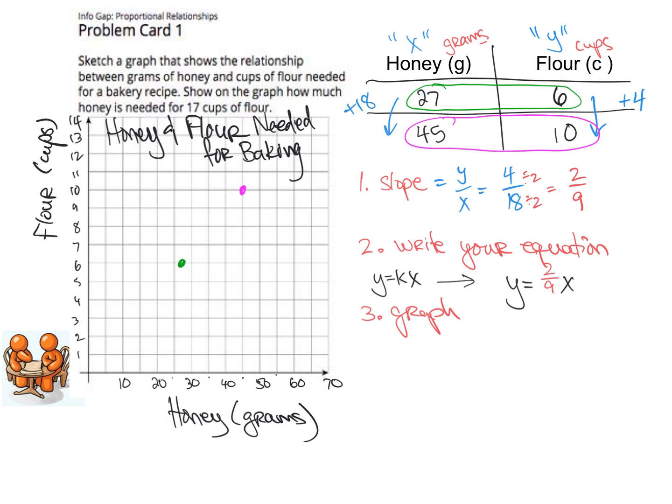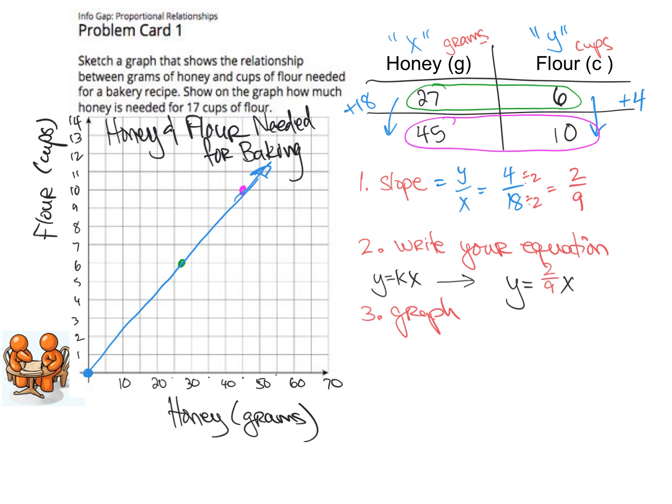And then let's go ahead and connect them together. And again, it does go through 0, 0 because we have nothing in our bowl at the beginning when we start to cook, right? We have nothing in our bowl, and then we go ahead and put information in. So this is our graph for this situation.